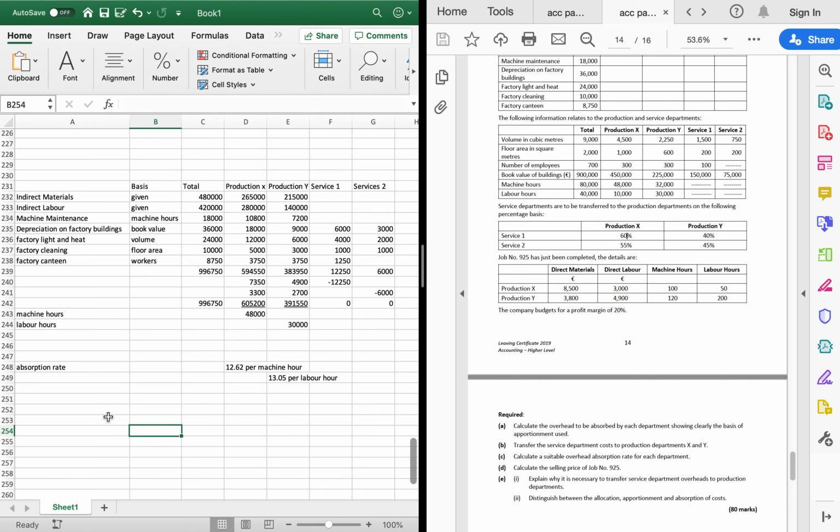Part E then is calculate the selling price of the job. So it's job 925, and we've got all this information here. The costs are materials, labor, and then our production costs, production X and production Y costs. This is all within the same business, so there are overheads. So for our job, we've got our direct materials. Direct materials in total are 8.5 and 3.8, which is 12,300. We've our direct labor then.